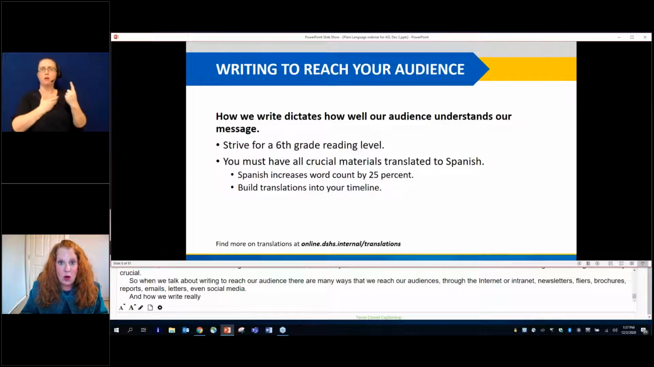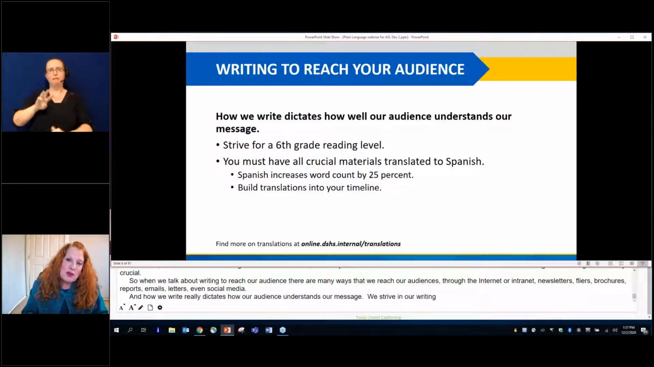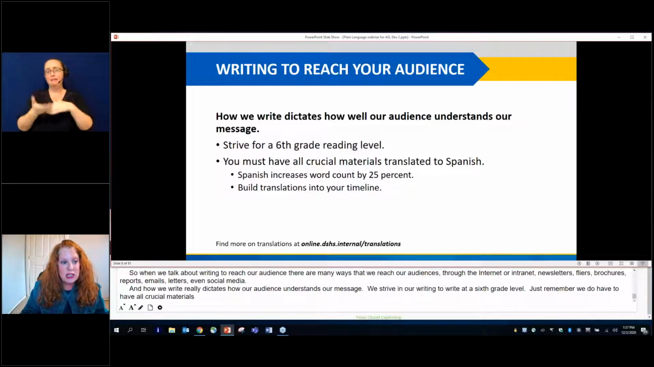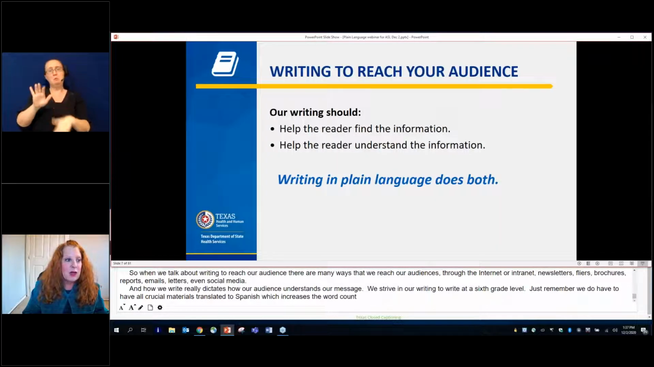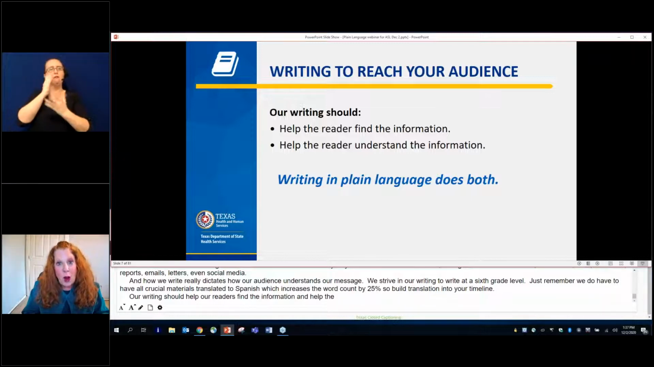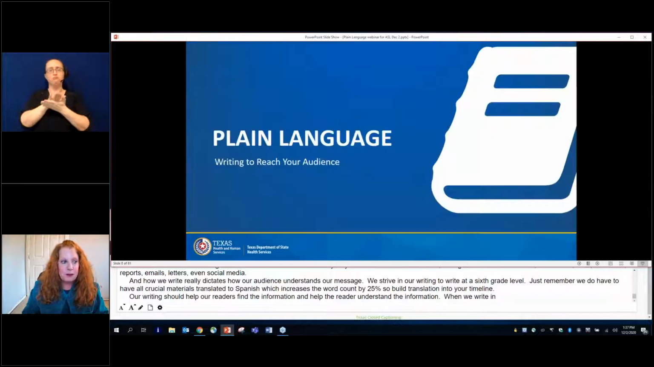We strive in our writing to write at a 6th grade level. And just remember, we do have to have all crucial materials translated to Spanish, which increases the word count by 25%. So build translations into your timeline. Our writing should help our readers find the information and help the reader understand the information. When we write in plain language, we do both those things.